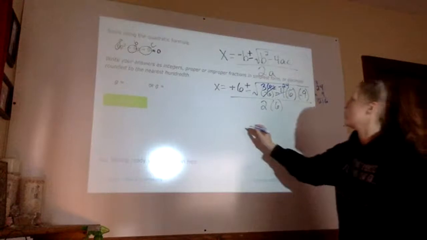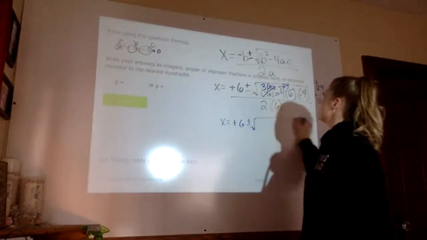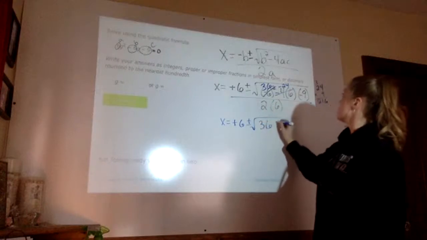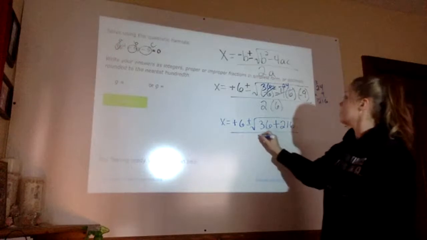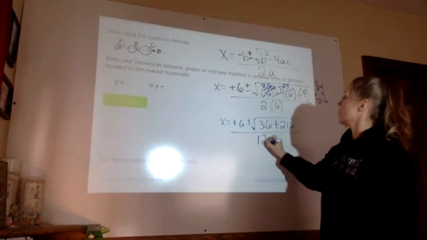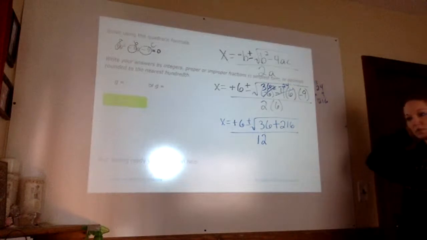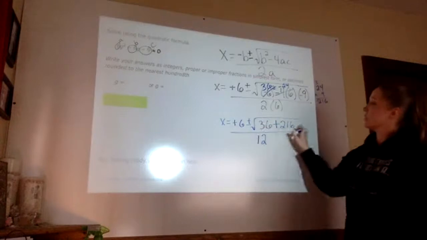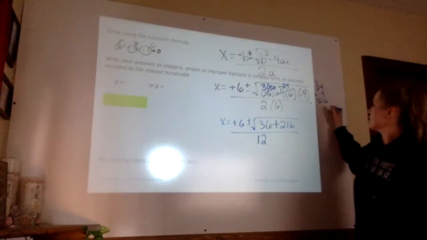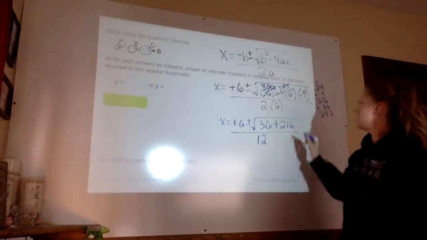So this inside here, I'm going to rewrite. x is equal to, so I've got 36 plus 216 all over, and then 2 times 6 is 12. I need to add this together inside here. So 216 plus 36 is 252.